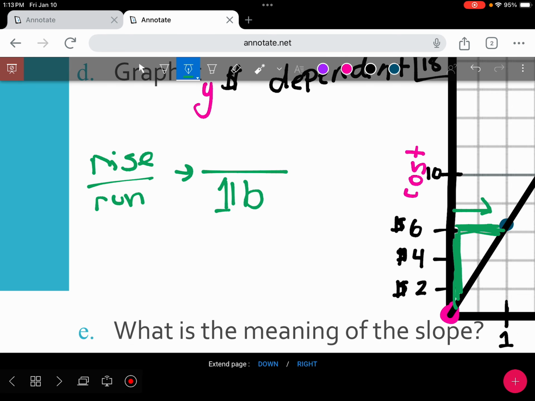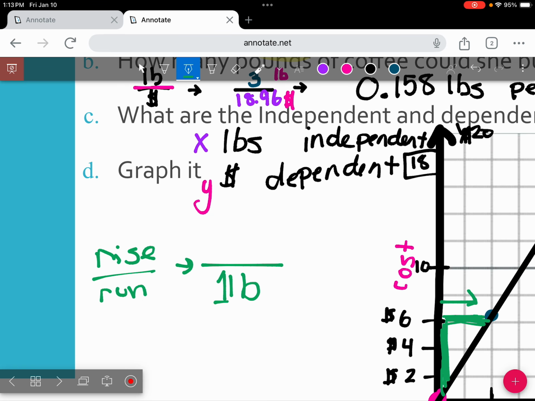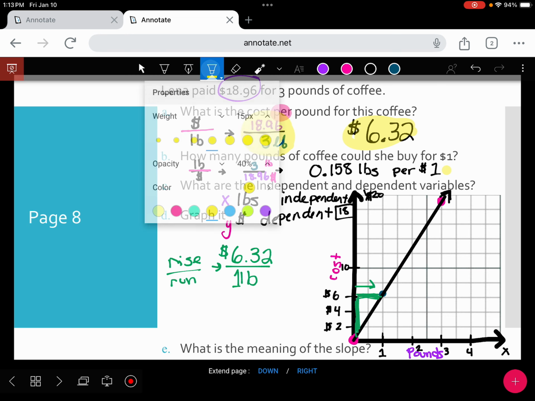And how much did it rise between those two pieces of data? 6.32, because 1 pound costs $6.32.